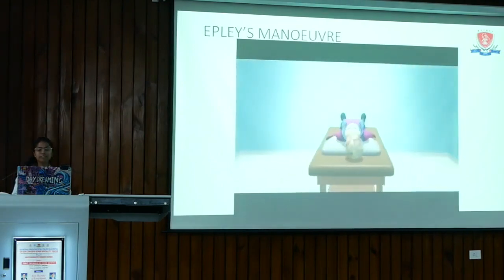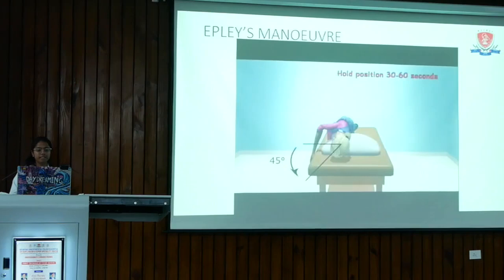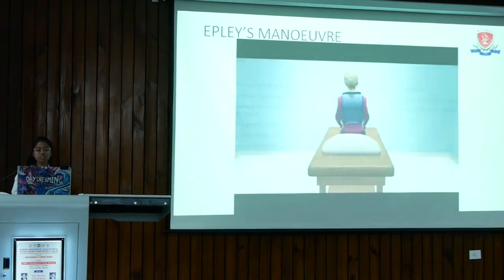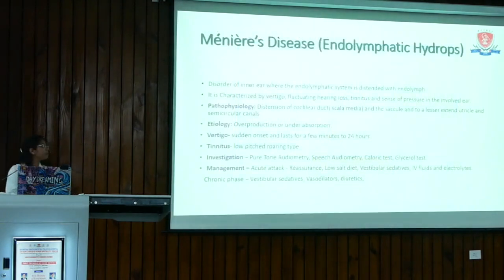Then the patient is rotated to 90 degrees and is held in position for 30 to 60 seconds such that the affected ear faces upside. The patient is further rotated to 90 degrees and held in position for 30 to 60 seconds, and the head should form an angle of 45 degrees with the horizontal. Another person can help with these positions while performing the maneuver. Then the patient is asked to sit down and the chin is brought down to 20 degrees.